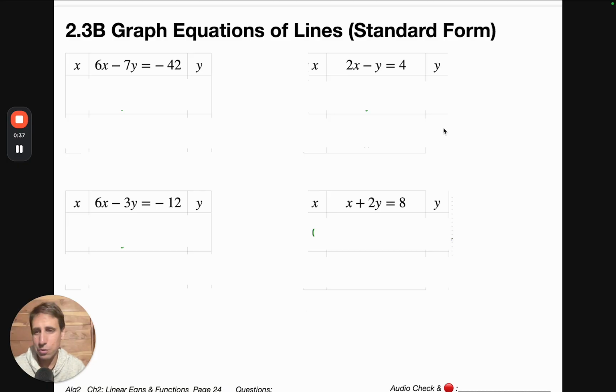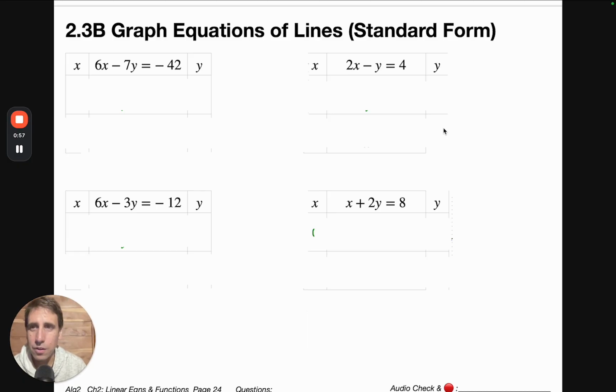So let me show you a short way. Some algebra teachers insist that you solve for y, and you might feel more comfortable graphing things when you solve for y. But honestly, I think it's a lot easier to do it a different way. Let me show you what I think is the shortcut. We're going to do what's called a 0-0 table.